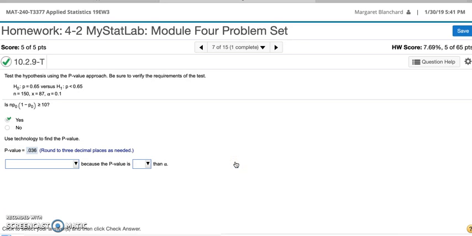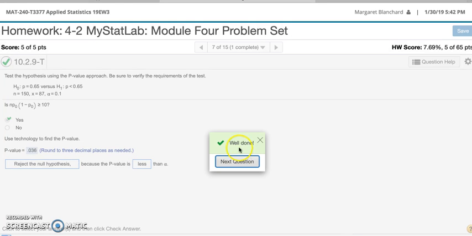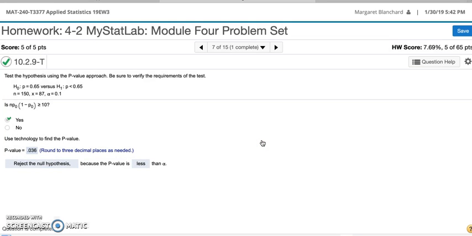Now, if anyone has any questions about how to find that or what that means, let me know. Now that we're given our p-value, remember, if our p-value is less than alpha, then we reject the null hypothesis. Otherwise, we do not reject. In this case, our p-value is 0.036. Our alpha is 0.1. So our p-value is less than our alpha. So we would reject the null hypothesis because the p-value is less than alpha. Check answer. Well done. All right, that's how you do number 7. If you have any questions on this problem or any other ones, let me know.